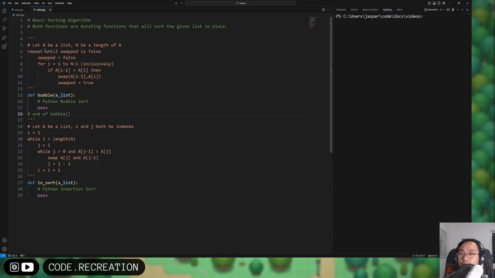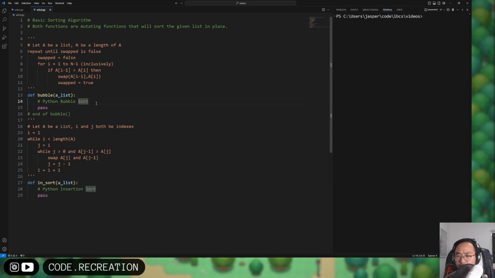Okay. It says let a be a list, n be the length of a. Here, both functions are going to be mutating functions, and they're going to sort any inputs that we provide to these functions as comparable values within a list, from least to greatest. And it says here, repeat until swapped is false.